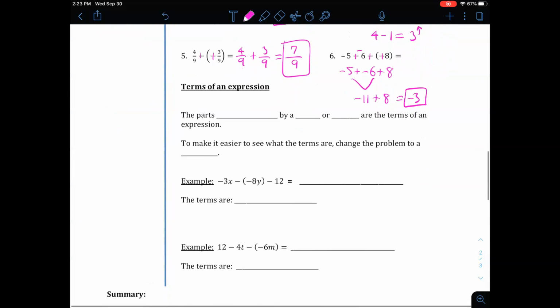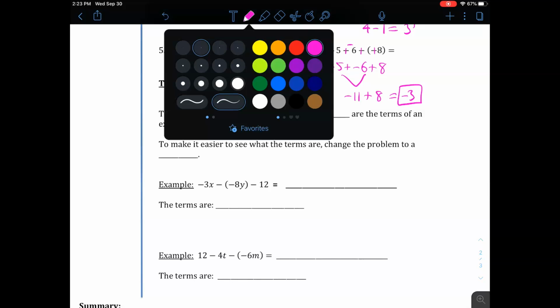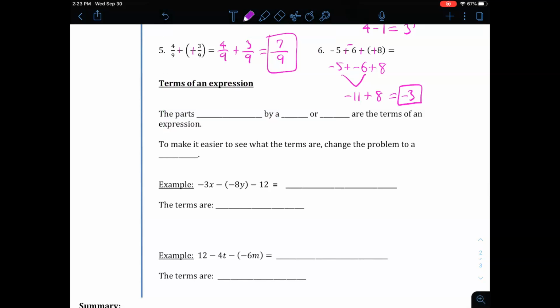Okay, last part of the lesson for today. So we have terms of an expression. It says the parts that are separated by a plus or minus sign are the terms of an expression. If you have an expression, which is just a combination of variables or letters and numbers and signs, the parts that are separated by an addition or subtraction sign are the terms of an expression.